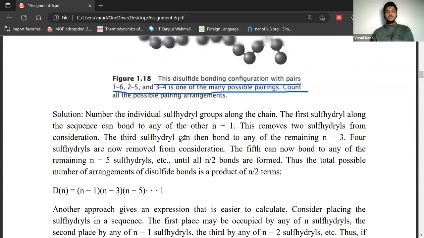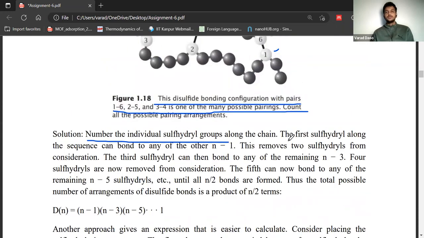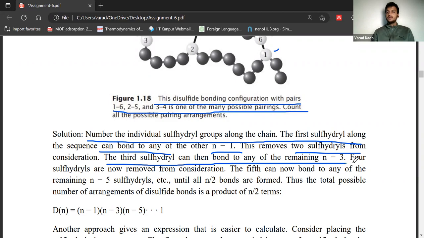So the number of individual sulfide groups along the chain: the first sulfide group along the sequence can bond to any one of the other n minus 1, right? This removes two sulfides from consideration. The third sulfide can bond to any of the remaining n minus 3, because the first two are already bonded.